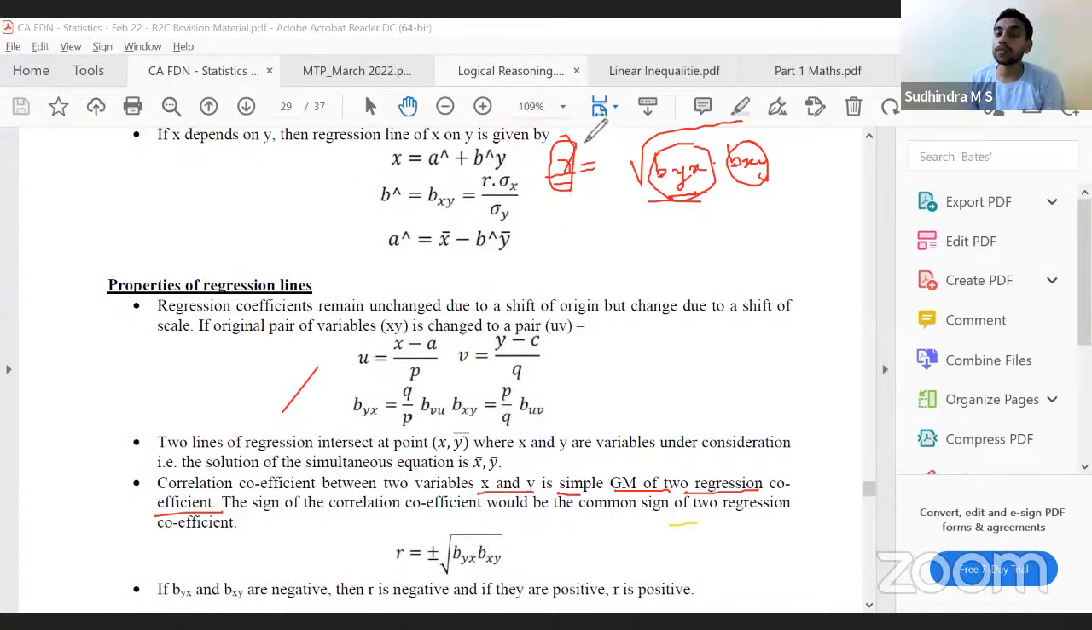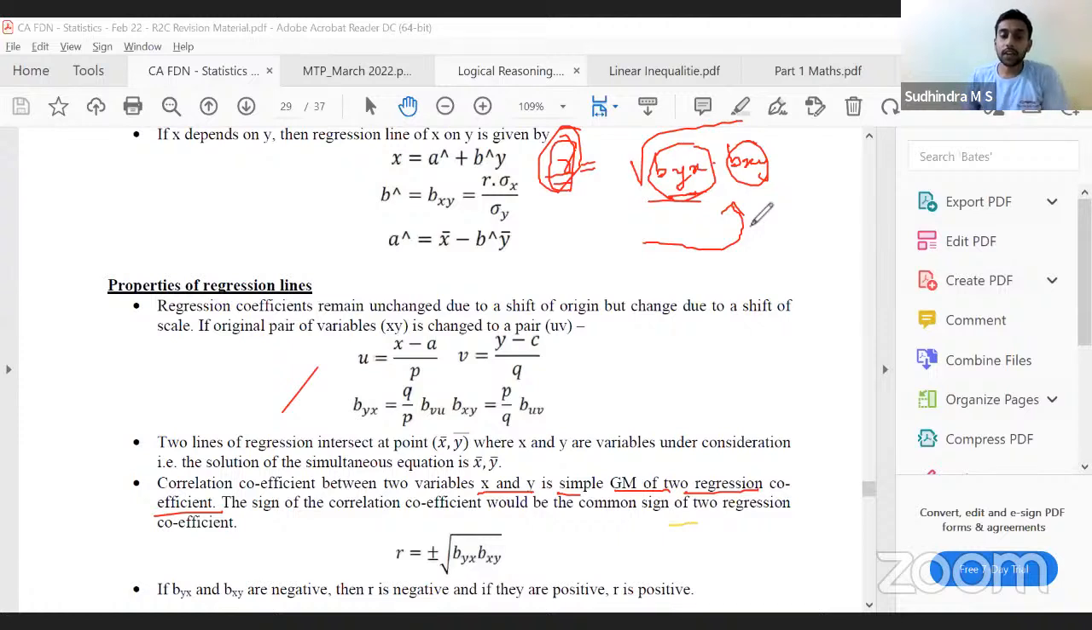Now, what would be the sign of the correlation coefficient? The sign of the correlation coefficient depends on the sign of the regression coefficients. Byx and bxy at all times will have the same sign, plus or minus. So if byx and bxy are positive, correlation is also positive. If bxy and byx are negative, correlation is negative.